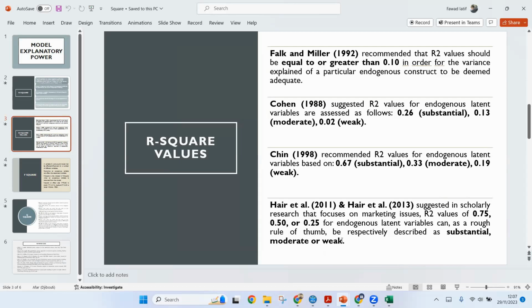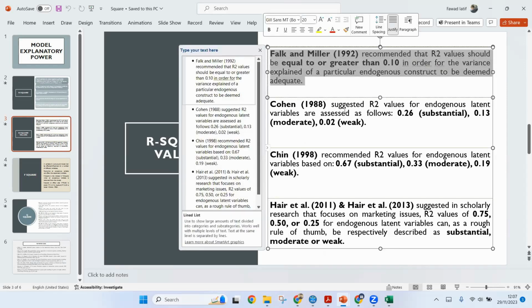So in this case, we've got weak to moderate. But again, it is very subjective. Sometimes I use this as well. So whatever kind of R square I get, I use these references to my advantage. And this is what we do in social sciences research. Try to use these things to your advantage.